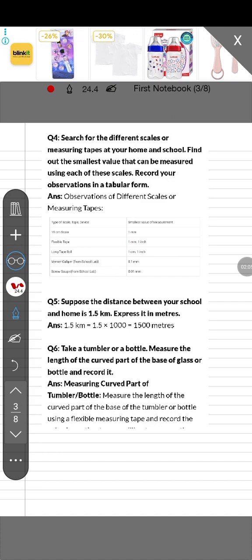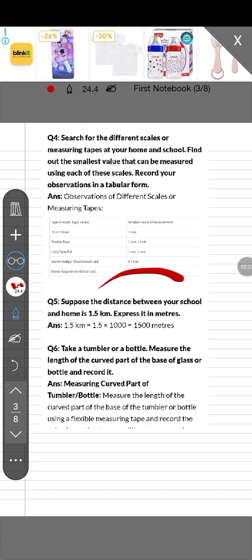Least count means the smallest value. For the screw gauge it is 0.01 mm, for the vernier caliper 0.1 mm. For the long rolling tape it is 1 centimeter, 1 inch. Flexible tape, 1 mm, 1 inch. 15 centimeter scale, it is 1 mm.